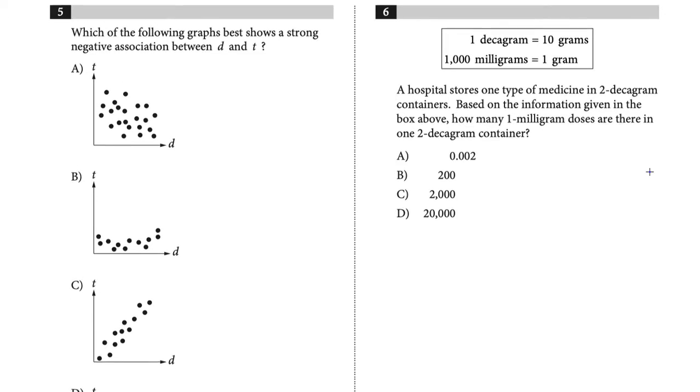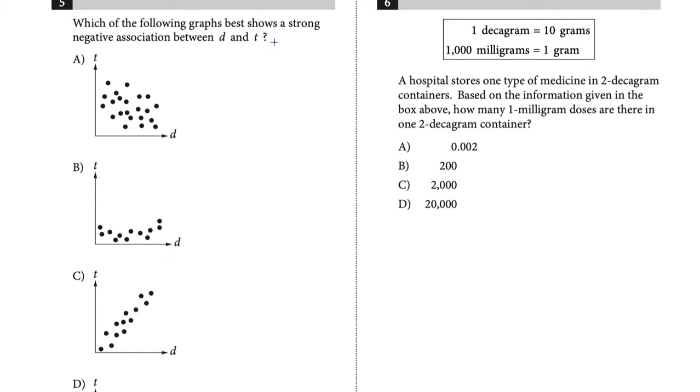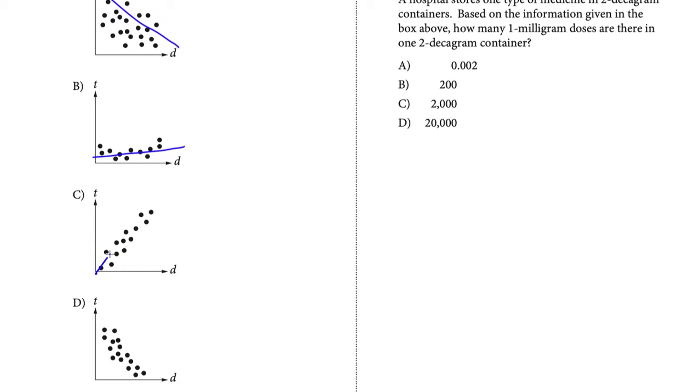Alright, so we're looking for a strong negative association, which means I'm looking for a negative slope, and a strong association means I can see a pattern. So A does not have any strong association, although if there is an association, it does look like a negative one. B, its association looks to be about 0. There's no positive or negative association, but there is an association. C has a positive association, and D has a negative association because that is a negative slope. The correct answer here is D.